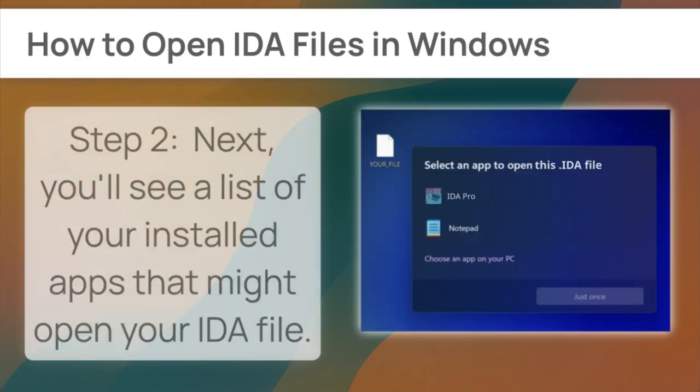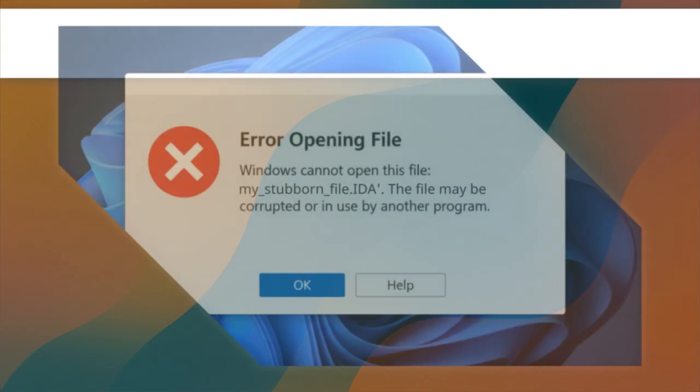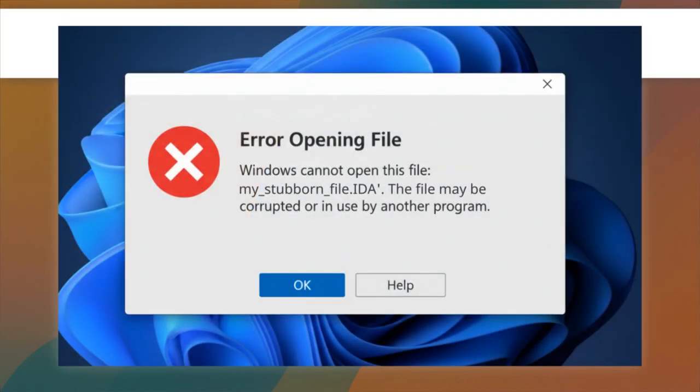Right-click the IDA file and select Open With. Try IDA Pro first. If it's absent, select another program. We must find the app that recognizes the format. If you still can't open the IDA file, it's okay.